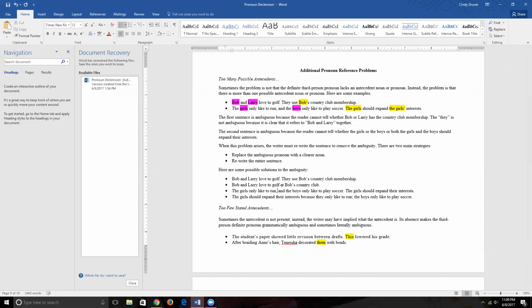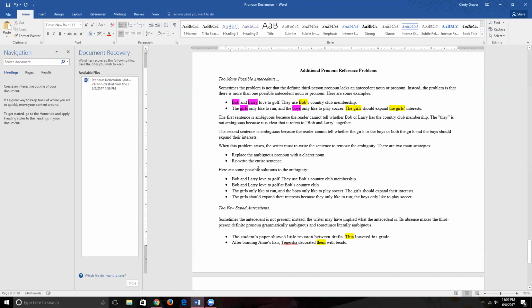The girls only like to run, and the boys only like to play soccer. The young ladies should expand. So we could say the young ladies, or the females. That might sound a little odd, but I might use some word that means the same thing as girls. I guess co-eds would apply to college students. But again, there's nothing wrong with repeating the word. That might be the best way.